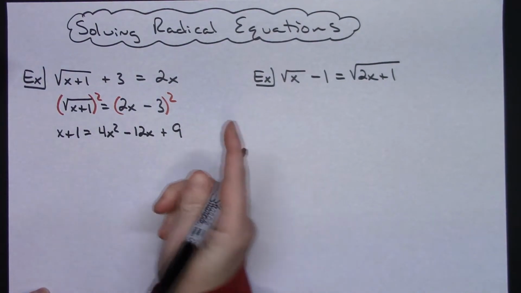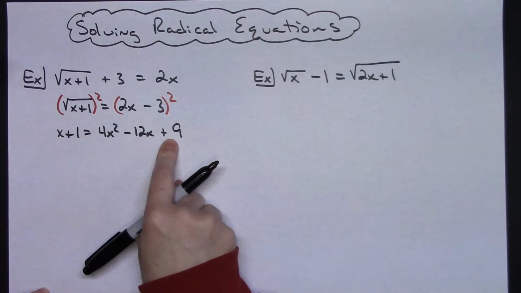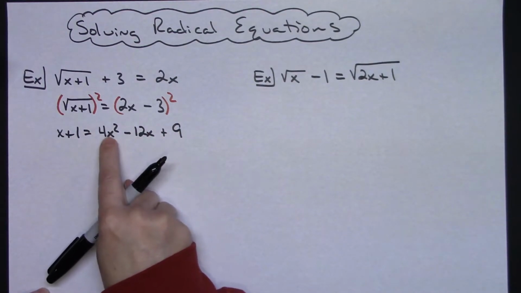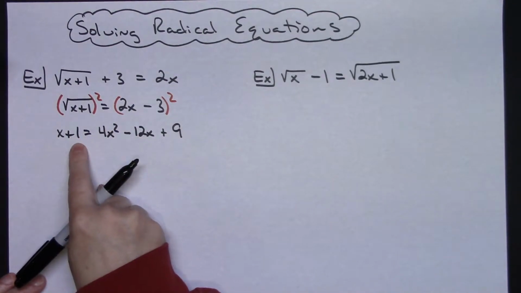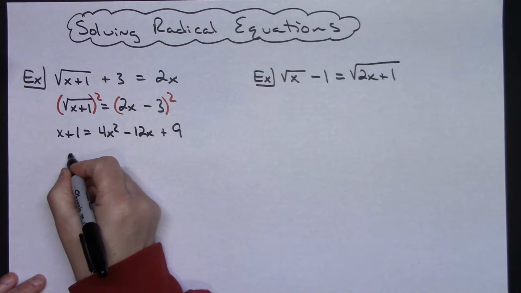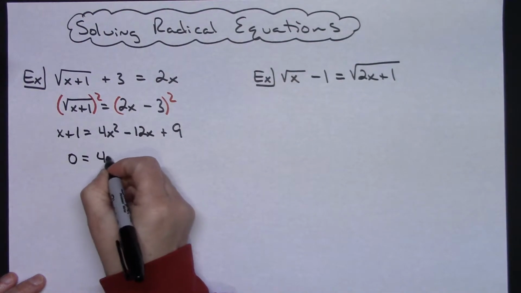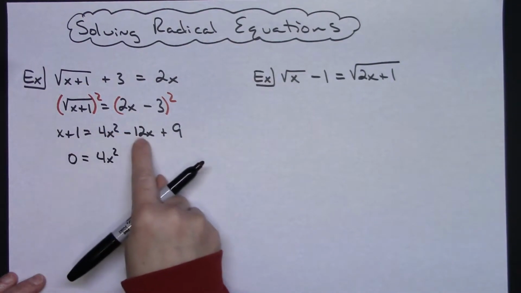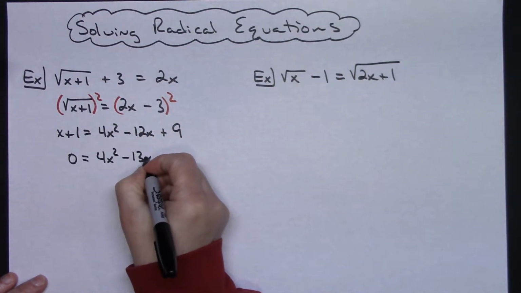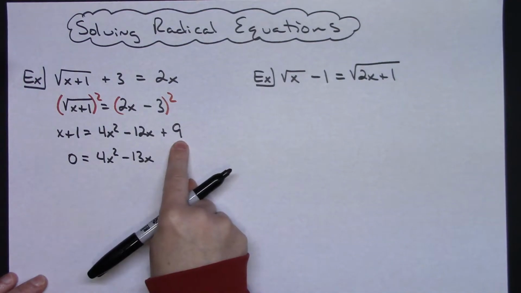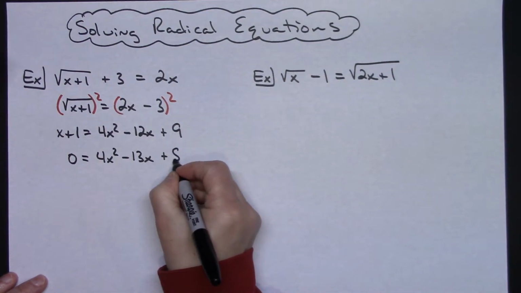At this point, I need everything moved to the right-hand side. I am going to move it to the right-hand side because I want my leading coefficient there to remain positive. So I'm going to subtract x from both sides, and I am going to subtract 1 from both sides. So that's going to give me a 4x squared. Subtract x from both sides, that's going to give me a minus 13x. Subtract 1 from both sides, that's going to give me a plus 8.